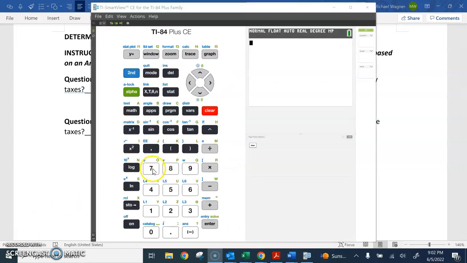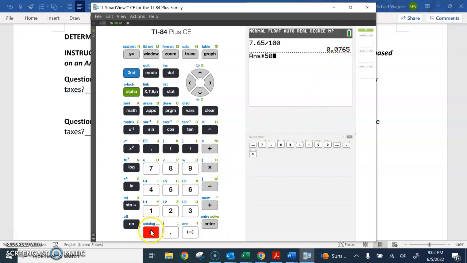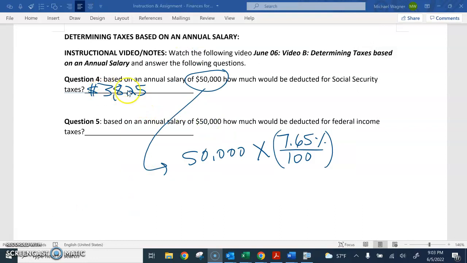So again, I could take 7.65 divided by 100, enter. So that turns it into a rate, and then I multiply that by 50,000, and I hit enter, and that says $3,825. Okay, so that would be the annual amount that would be taken out of your $50,000 paycheck.